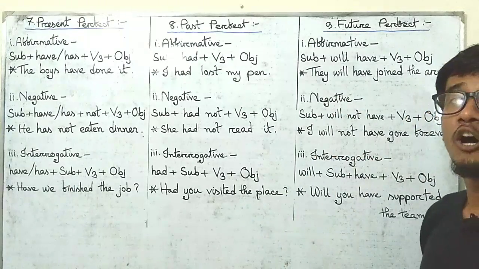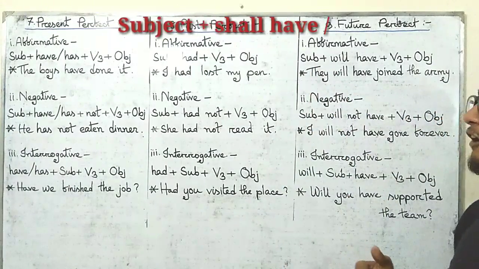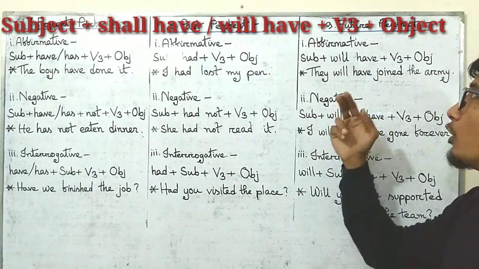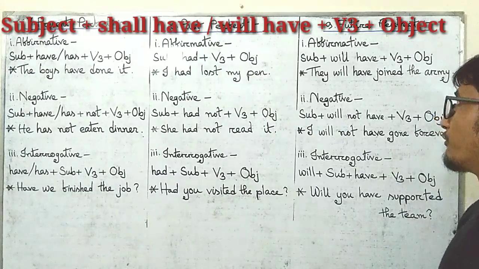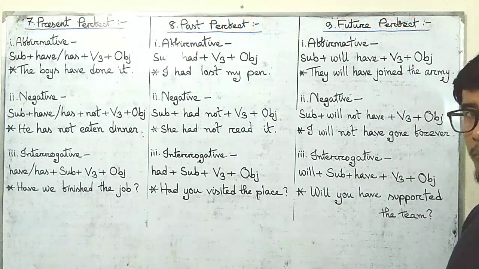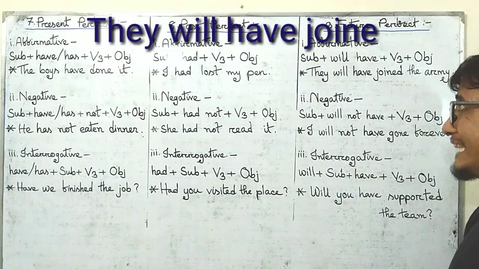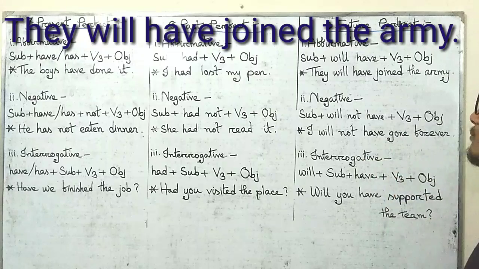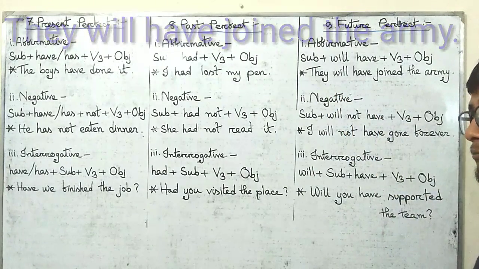And the affirmative sentence of future perfect, we start with a subject and after the subject will have, and then V3, the past participle form of a verb, and finally an object. So let's see the example. Subject they, then will have, V3 joined and object the army. They will have joined the army.